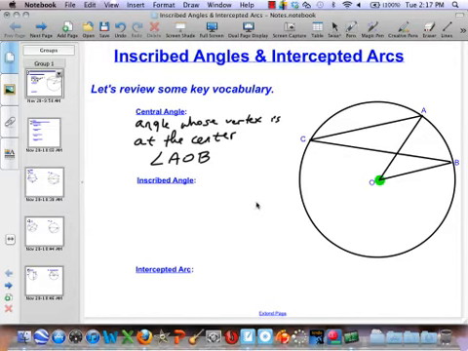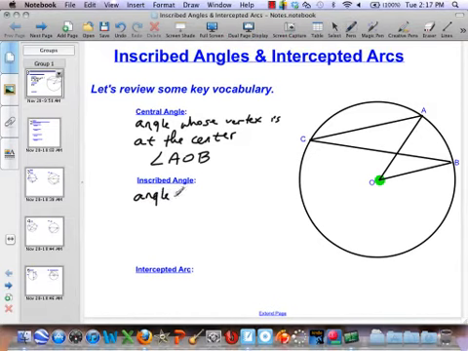Now, what is an inscribed angle? What do you think that is? Connor? It's an angle on the arc. Okay, what do you mean by on the arc? It's on the outside of the circle. Okay, we'll go with that. It's basically an angle, again, whose vertex is on the circle.